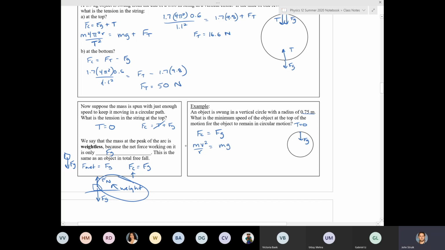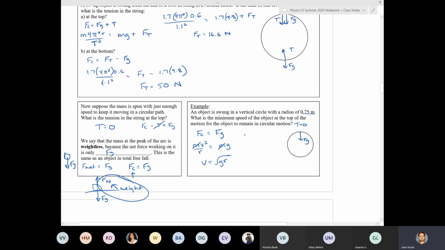Now notice how the mass doesn't matter. We can just get rid of it. And then solve this for v. If you solve it for v, you get v equals square root of gr. Okay, and that will always be the minimum speed, regardless of what the object is. It'll be the minimum speed required to be in a circular motion.